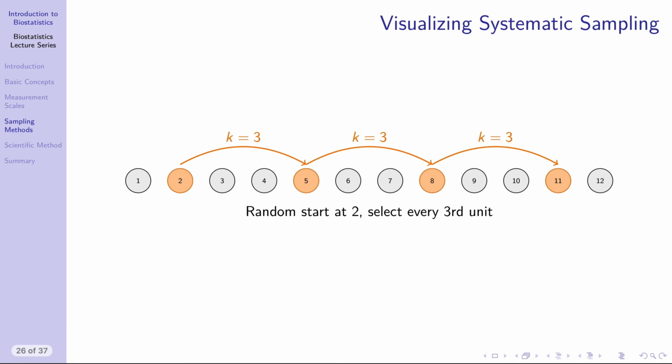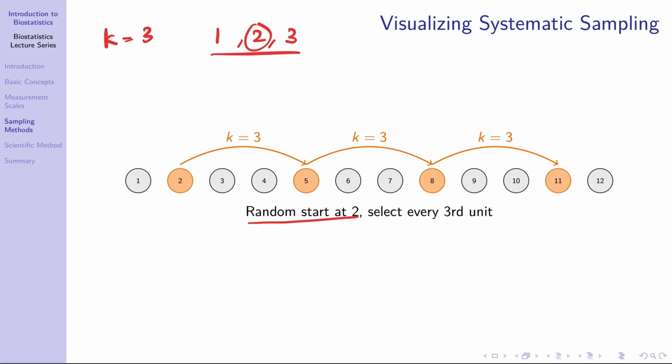For example, let's say the k value is 3, and we start randomly. If k is 3, we choose any random number between 1 and 3, so 1, 2, or 3. We select one of these random numbers. Let's say I select 2.